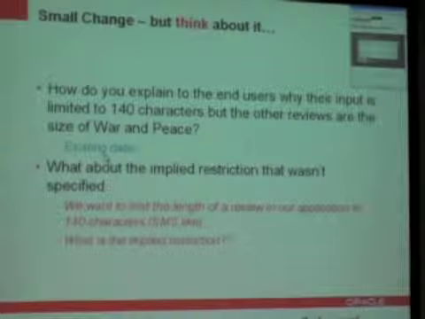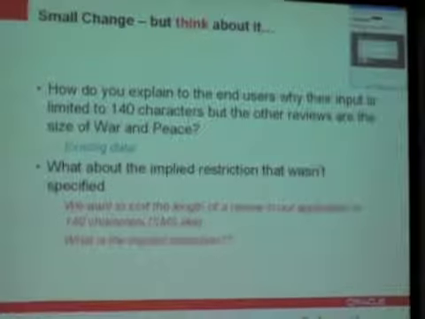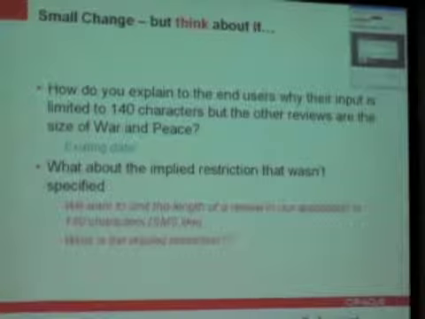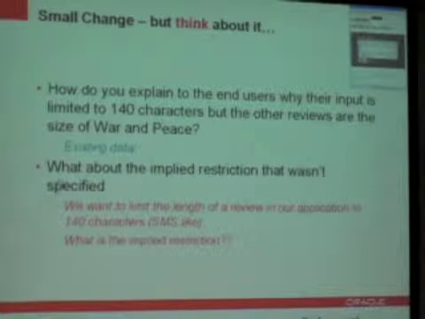I'm going to go to a web page, and I'm going to see a review that's this long, and somebody's going to limit me to a review that's this big. How do you explain that to people? What about an implied restriction that wasn't even specified here?